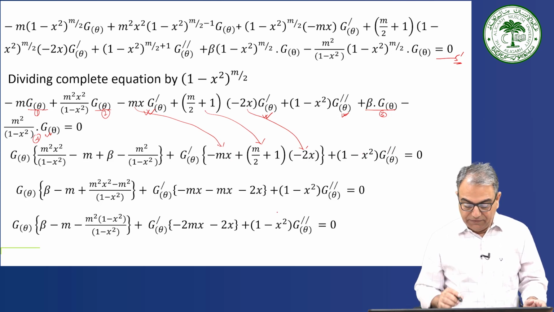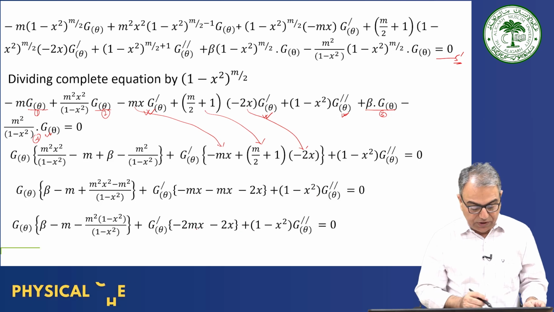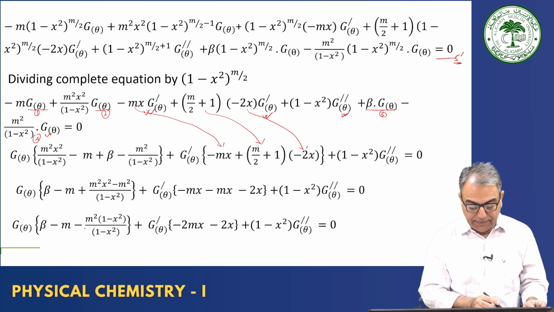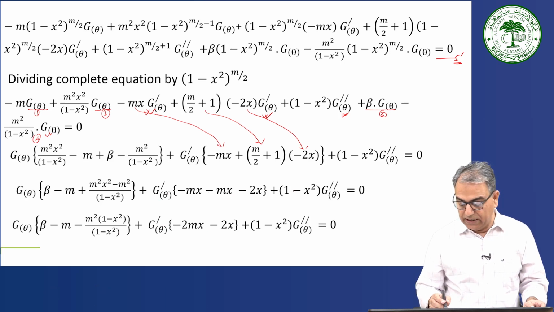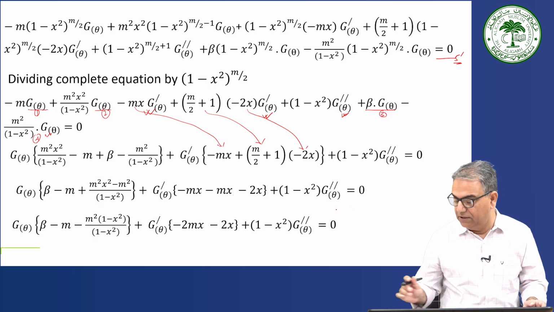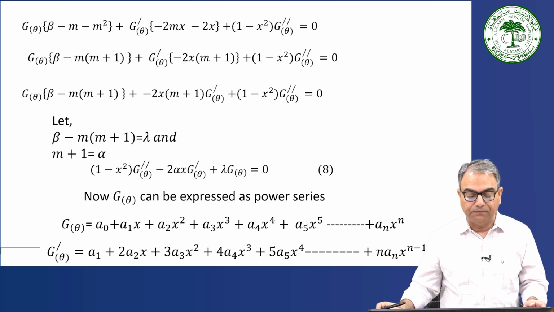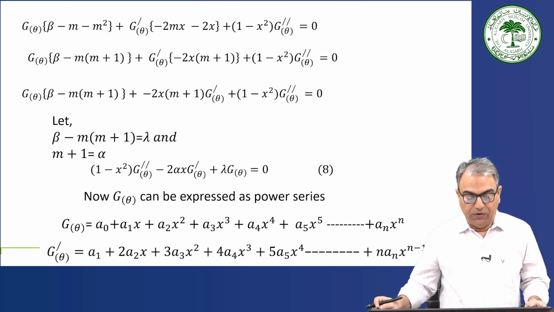Okay. So again, further simplifying this equation will give you g theta times beta minus m minus m square x square over 1 minus x square, m square we have taken common, and now it is 1 minus x square I have written, so a minus sign here, 1 minus x square. Then g prime theta times minus 2mx minus 2x, and then plus 1 minus x square g double prime theta. So it's not a difficult task, simple rearrangement. And thereafter, once you have this one, then what you can do, say g theta beta minus m square.